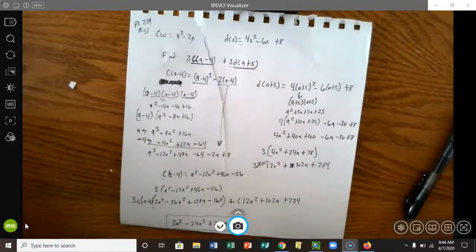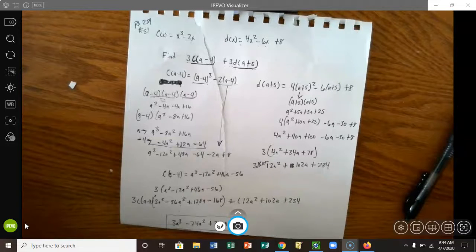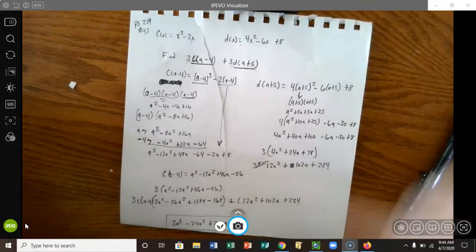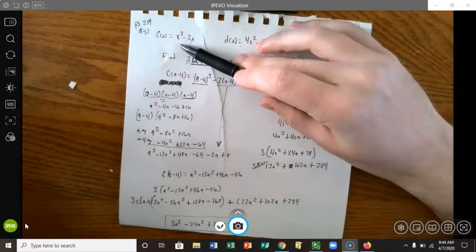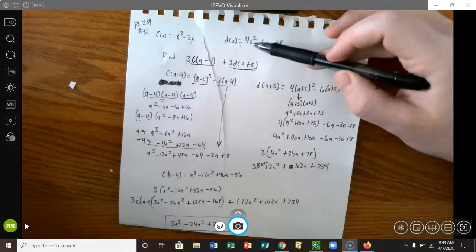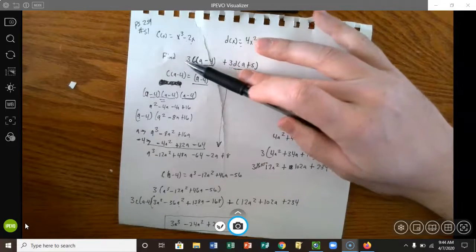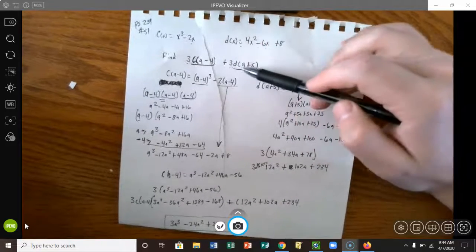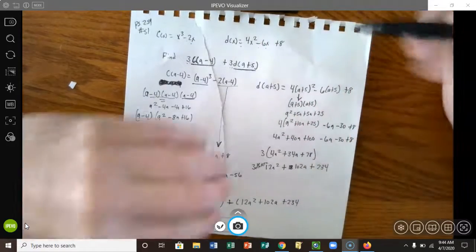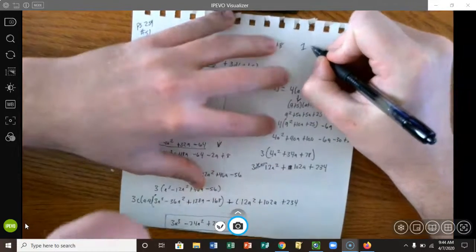So we're working on page 259 and we just completed problem 51. The given information for the problem is that we had c of x, which was equal to x cubed minus 2x, and then we were given d of x, which is equal to 4x squared minus 6x plus 8. And we were asked to find 3c of a minus 4 plus 3d of a plus 5. And this is going to break itself down into three different steps.